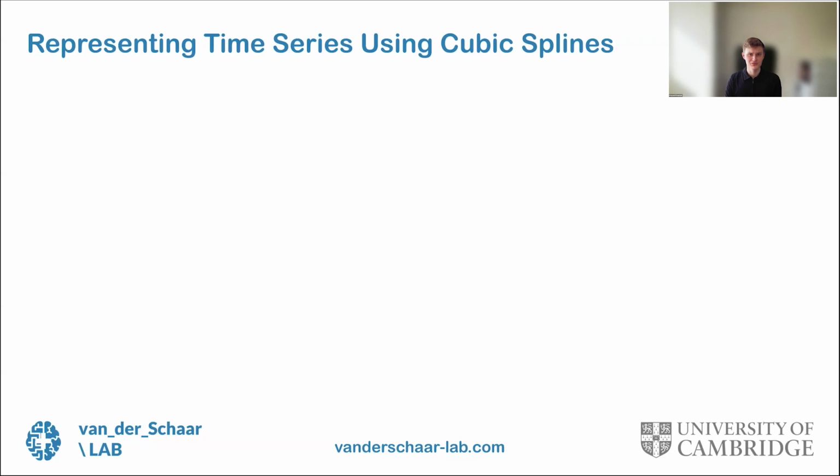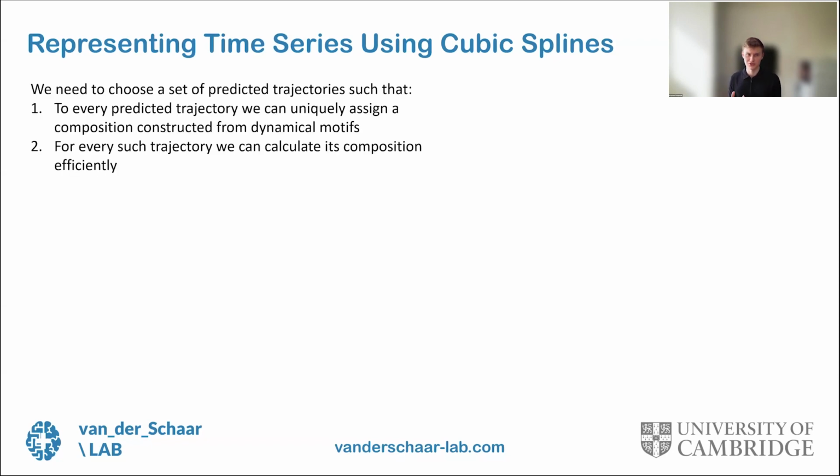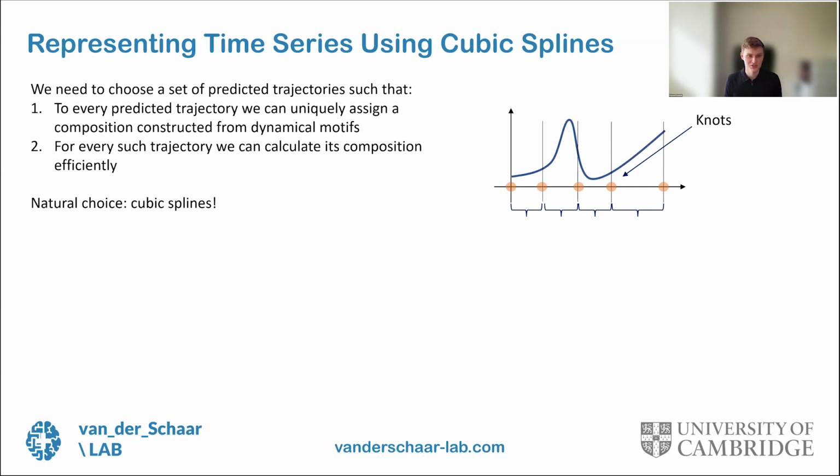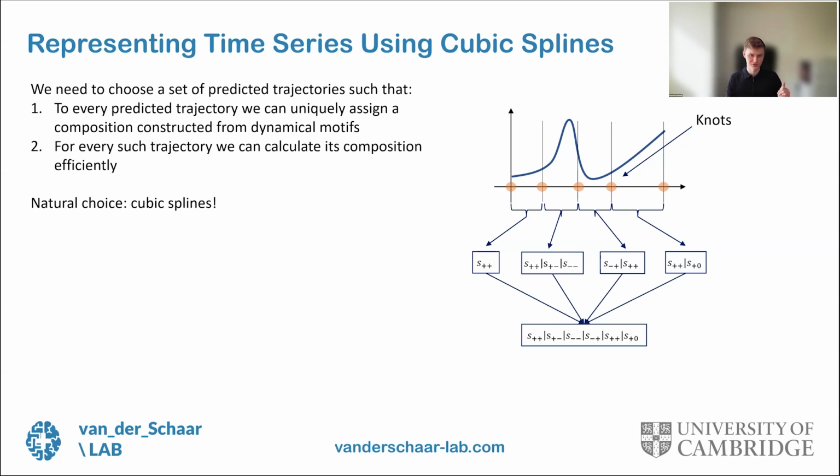In particular, we need to carefully choose the hypothesis space for our trajectories, because it's important that for every predicted trajectory, we can uniquely assign a composition constructed from dynamical motifs, and that for every such trajectory, we can calculate this composition efficiently. Fortunately, there's a very natural choice, cubic splines. Cubic splines are piecewise functions where each segment is defined by a different cubic polynomial. They're very nice because we can very efficiently calculate the composition for each of the cubic polynomial parts, and then combine them into the composition for the whole trajectory.